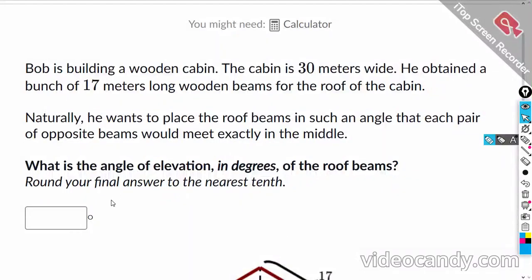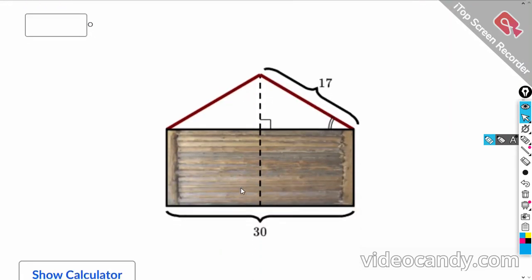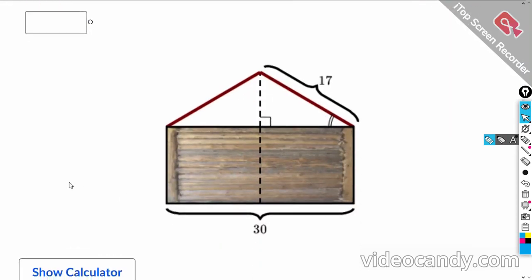All right, so you can read the write-ups, but most of the info is on the diagram. It says Bob is building a cabin. The cabin is 30 meters wide. He obtained a bunch of 17-meter wooden beams for the roof. Naturally, he wants to place the roof beams at an angle that each pair would meet exactly in the middle. What is the angle of elevation in degrees of the roof beams? Round to the nearest tenth. All right, so this right here is our diagram.